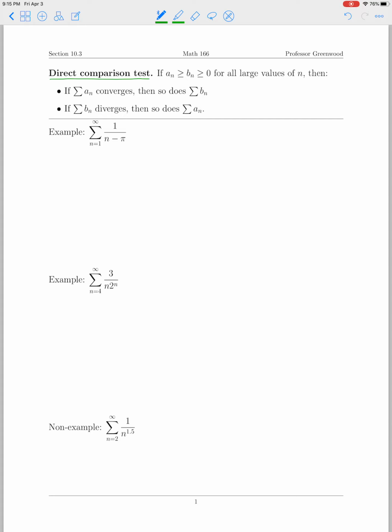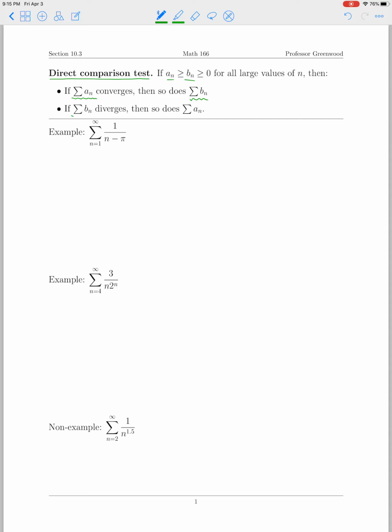And the idea is if we have two sequences that are both positive, but we know that a sub n is always at least as big as b sub n, then we can compare the two series. And if we know that a sub n converges, then b sub n has to converge as well. Intuitively, that should be pretty clear because we know that a sub n is even bigger than b sub n. And so if a sub n is bigger, but it's still a finite number, then b sub n has got to be a smaller finite number.